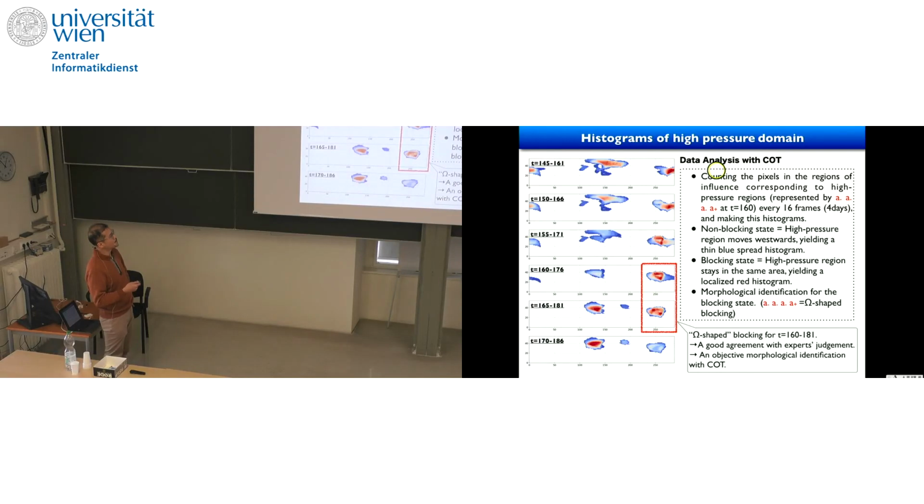So again, the non-blocking state is described by a high pressure region that moves westward, yielding a thin, blue, very thinly spreading histogram like this. This histogram means that in the period of 16 frames, the region of influence moves this way. As a result of this, the histogram is very low.